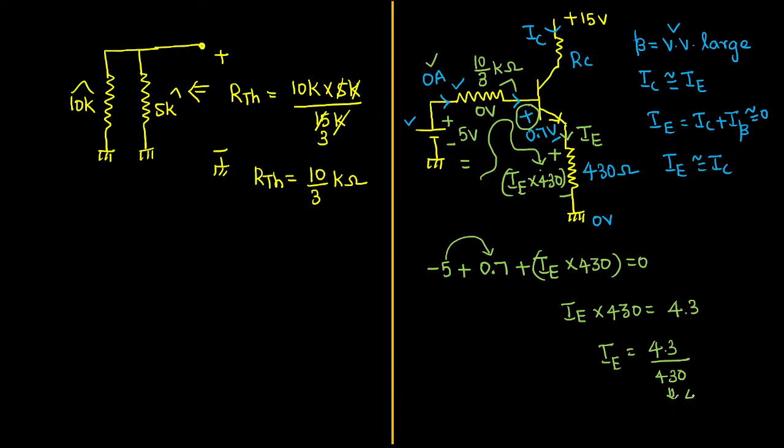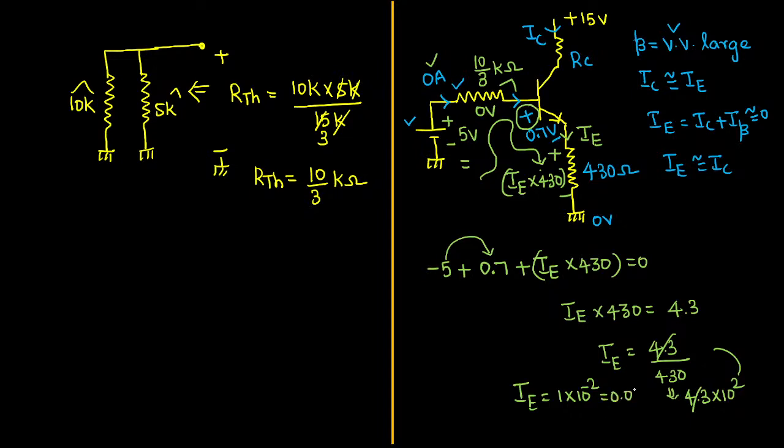This 430 can be written as 4.3 into 10 power 2. Can I write like this? 10 power 2 means 100. 4.3 into 100 will become once again 430 only. Just to cancel it easily, such that 4.3 will cancel, this 10 power 2 will come to the numerator. So we can easily say that the value of emitter current is 1 into 10 power minus 2, or we can say 0.01 ampere.